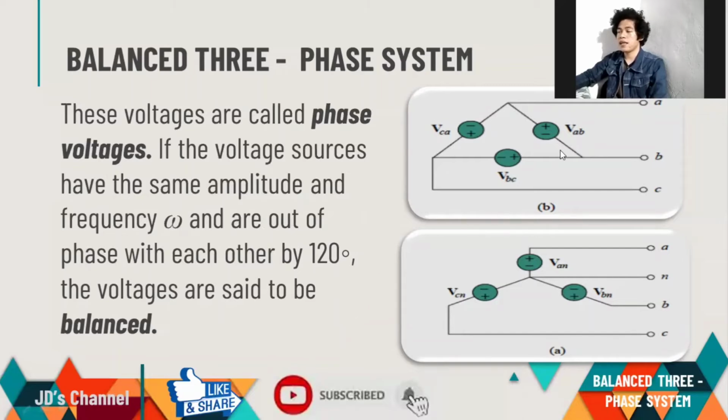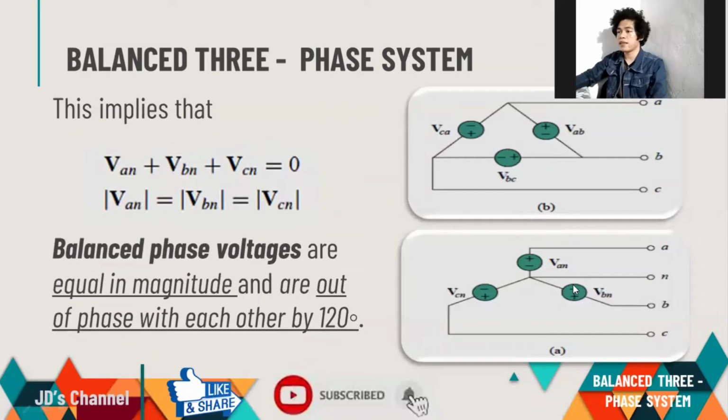So, yung ating delta and yung ating Y connected. So, this implies that yung ating VAN plus VBN plus VCN is equals to 0 since they are balanced. And yung absolute value nila ay pare-pareho, ang kanilang amplitude. Okay? Balanced phase voltages are equal in magnitude and are out of phase by 120 degrees. Ayan. So, kung mapapansin natin class, ito, 120. Mamaya mas makikita ulit. 120 yan, 120 yan, 120 yung kanilang pagitan.